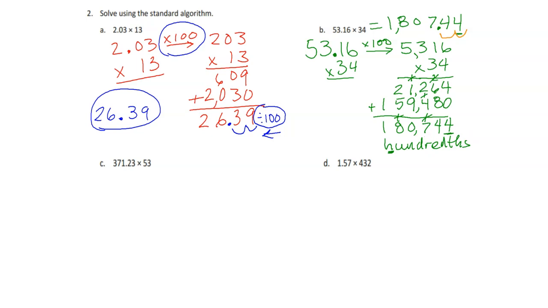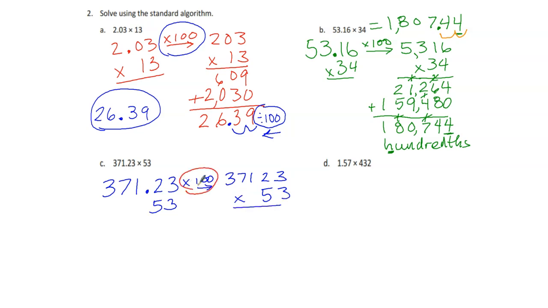All right. Let's look at C. 2C. So now I have 371 and 23 hundredths times 53. When I multiply by 100, I get 37,123. All right, and that's times 53 here. Remember, I'm going to show you the same way here, where I bring that back at the end.